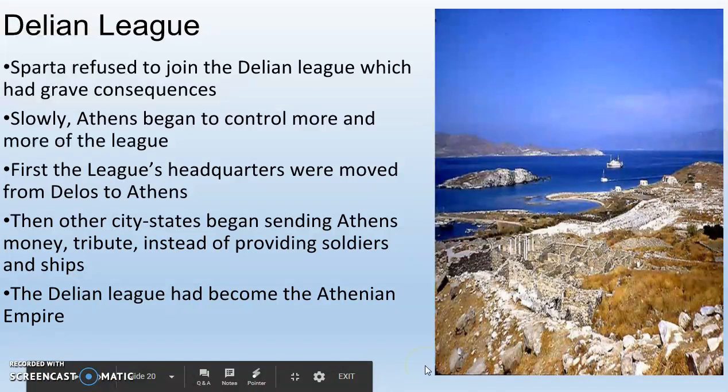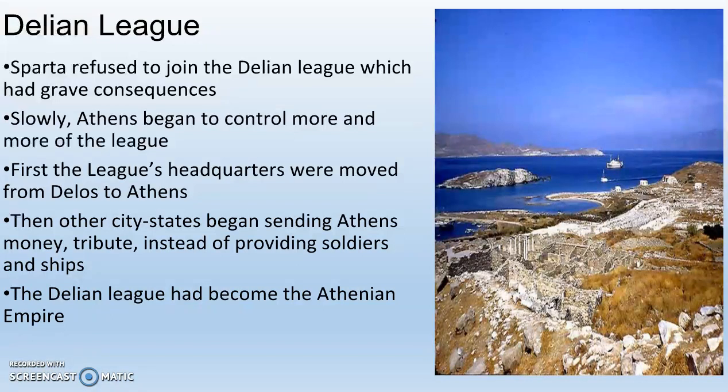The city-states were providing soldiers and ships. Eventually, they just start sending Athens money. What starts out as a league, what starts out as an alliance to oppose the Persians, quickly turns into the Athenian Empire.